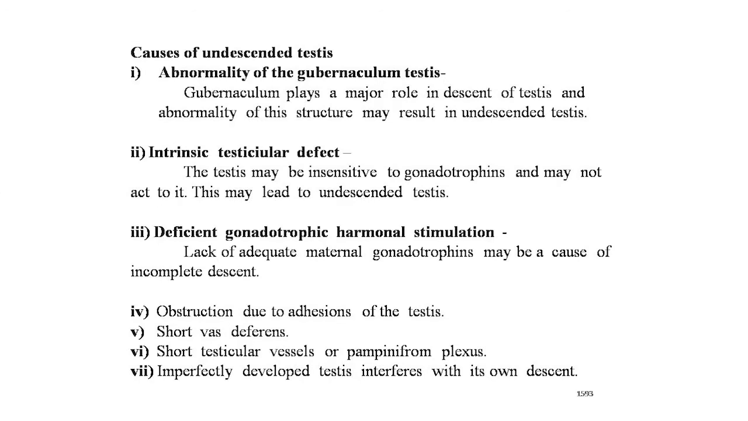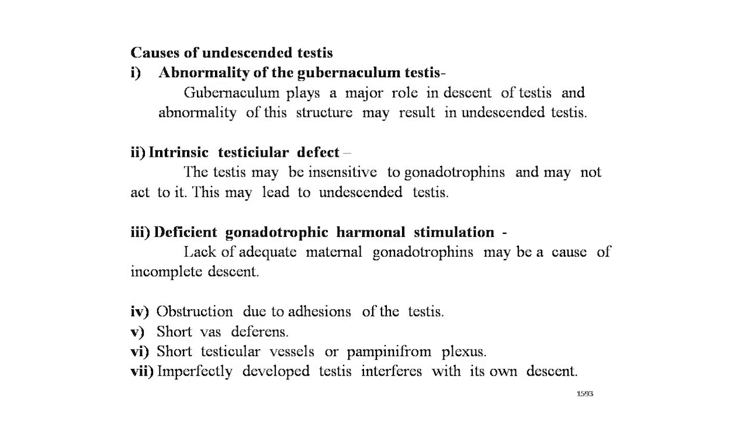Now the causes of undescended testes are: first, abnormality of the gubernaculum testis. Gubernaculum plays a major role in descent of the testes, and abnormality of this structure may result in undescended testes. Second is intrinsic testicular defect. The testes may be insensitive to gonadotropins and may not respond to them. This may lead to undescended testes. Third, deficient gonadotropic hormonal stimulation; lack of adequate maternal gonadotropins may be a cause of incomplete descent.